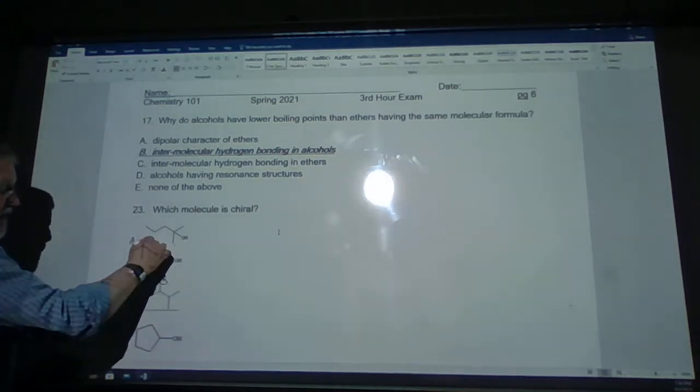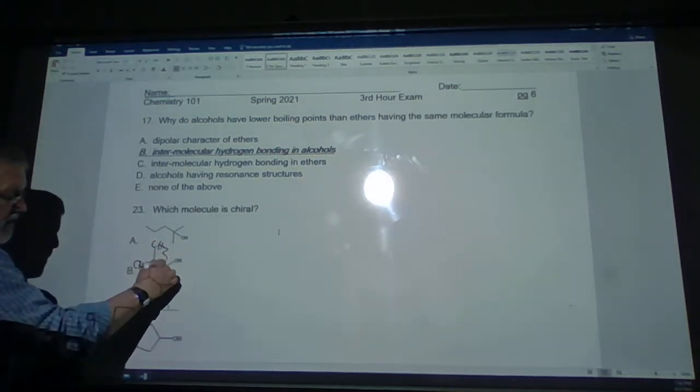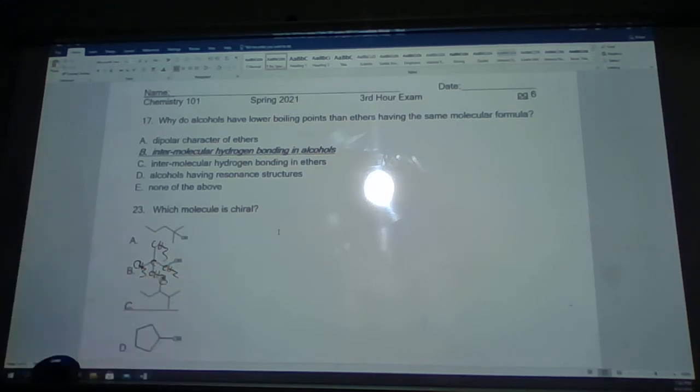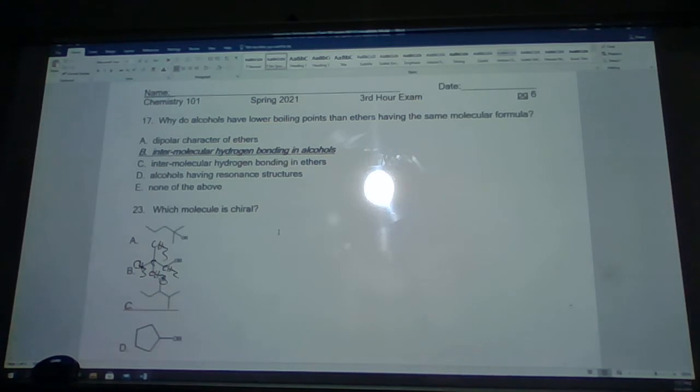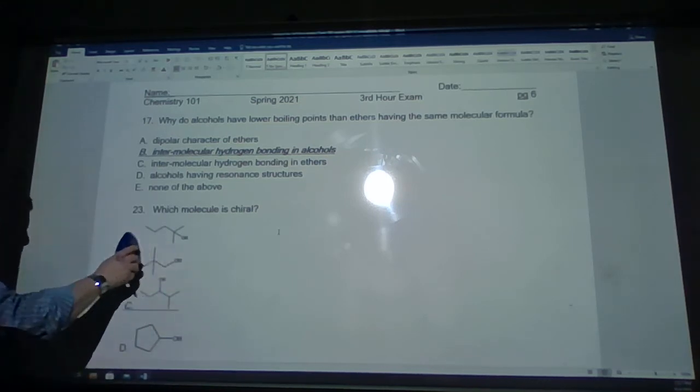CH3, CH3, CH3, carbon, CH2. All these three CH3 groups are not chiral. They have identical things attached to them. This carbon has three identical things attached to it. That carbon has two identical things attached to it. So in B, there are no chiral carbons.